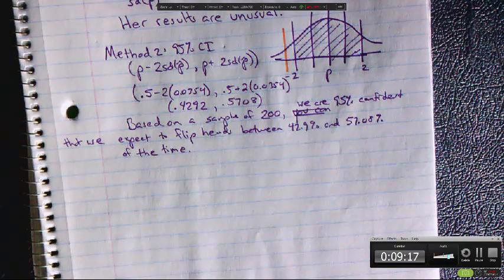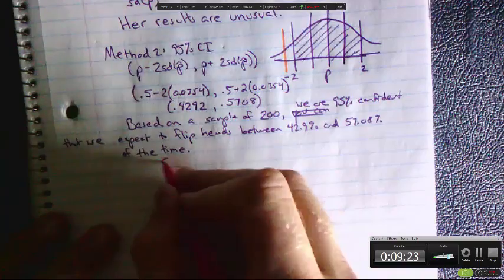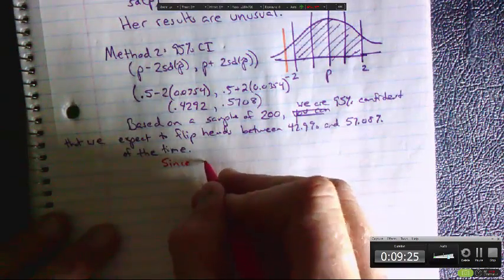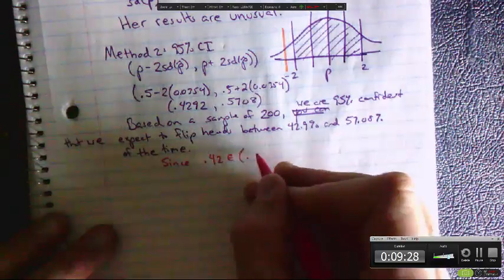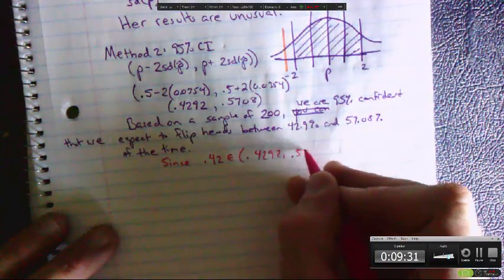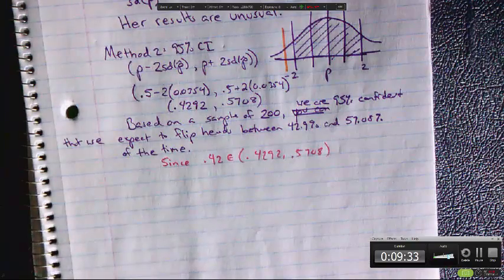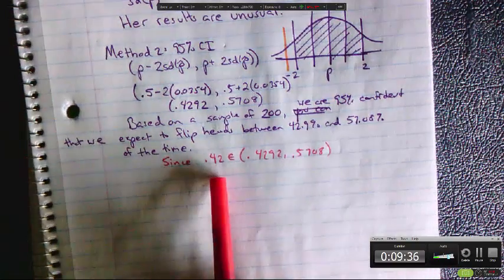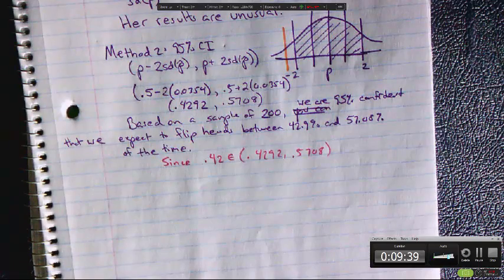Now, since 0.42 is not an element of 0.4292 to 0.5708, her results are unusual. It says the exact same thing. She got a result that's outside of what should happen 95% of the time. We said 95% of the time we should get between 42.9% and 57.1%. Her result was not in that confidence interval. Therefore, we say her result's unusual. So that's another method of doing the same kind of problem.